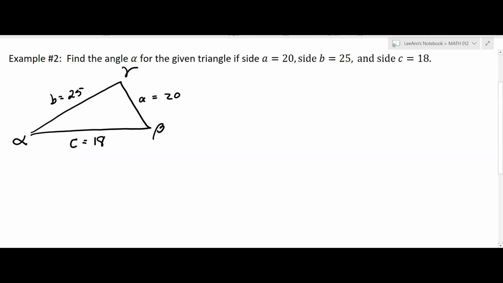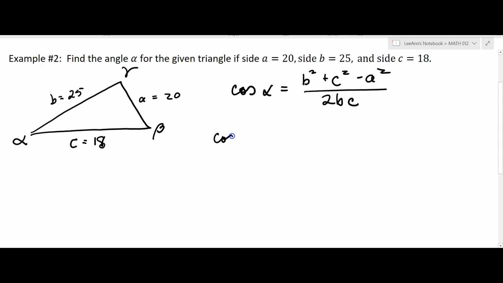And so we had this on the last video where we said cosine alpha was equal to b squared plus c squared minus a squared all over 2bc. So that was just taking one of the law of cosines, the one that has the alpha in it, and then solving for cosine alpha. Okay, and they just ask us to find alpha. They don't ask us to find gamma or beta. They could, but they didn't.